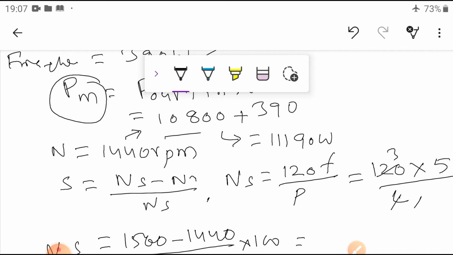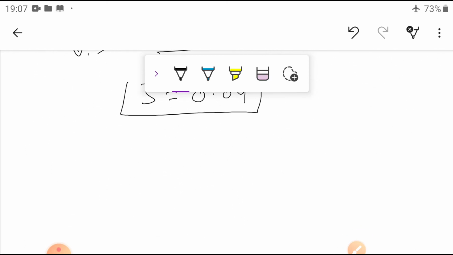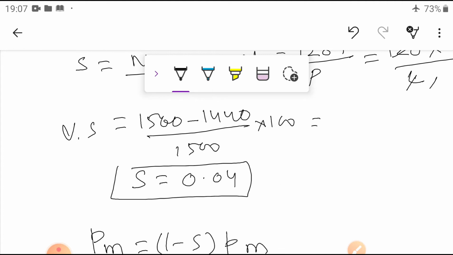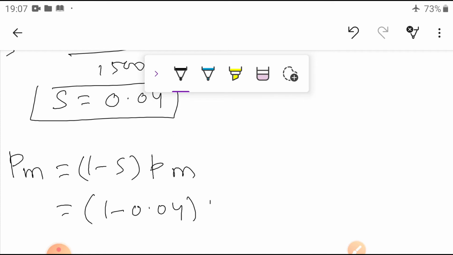Once you know the PM, what is the formula? We know that PM is equal to 1 minus S into P2. Now 1 minus 0.04, into what is the PM? We got PM, 1190 watts. By doing this we get the value.